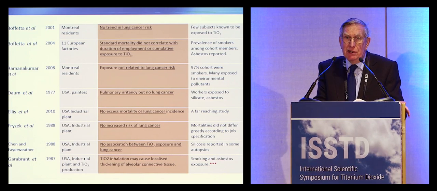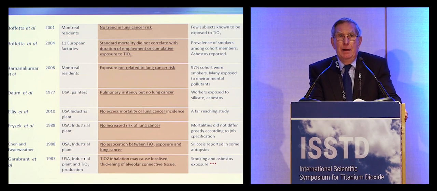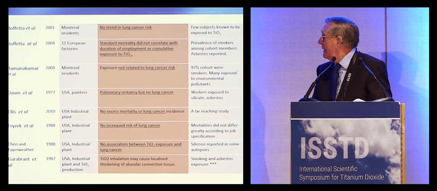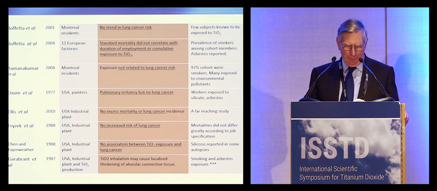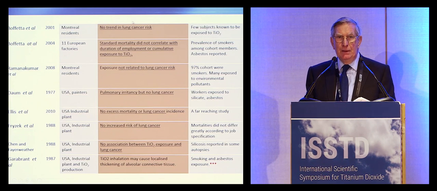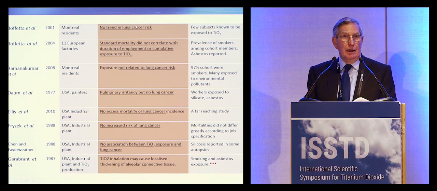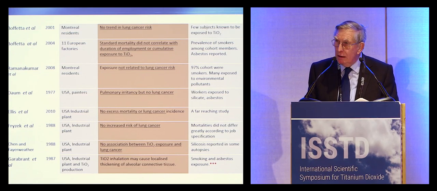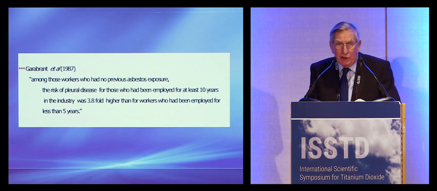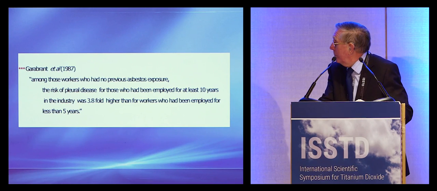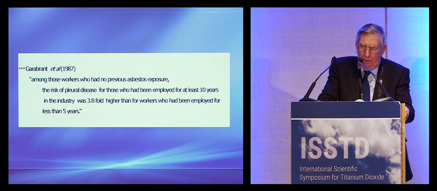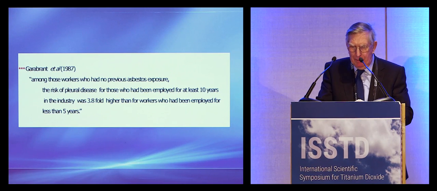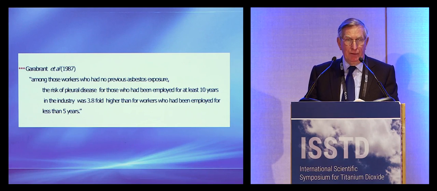Now, this next slide is a busy slide. It shows the 8 main epidemiological studies conducted in the last few years. The central column of this table is what I want you to concentrate on. No study shows unequivocally that titanium dioxide is carcinogenic in humans. Garibrandt did make this particular observation that amongst those workers with no experience of asbestos exposure, the risk of pleural disease for those employed for 10 years in the industry was 3.8 times higher than those employed for less than 5 years.